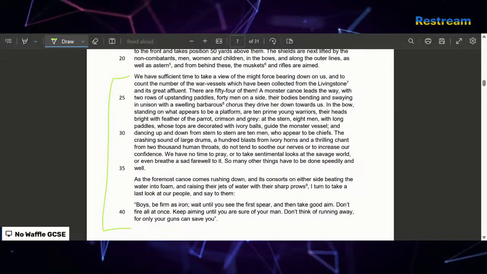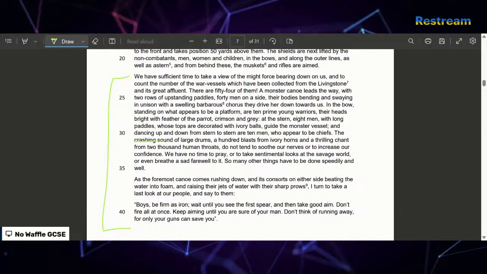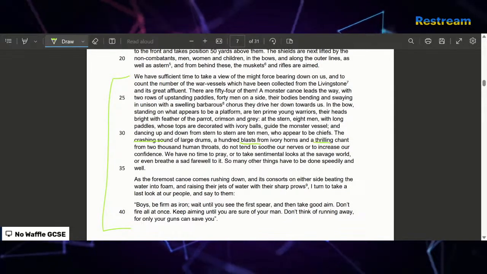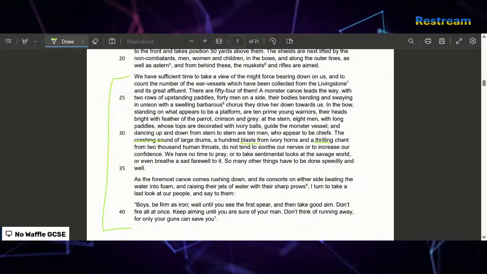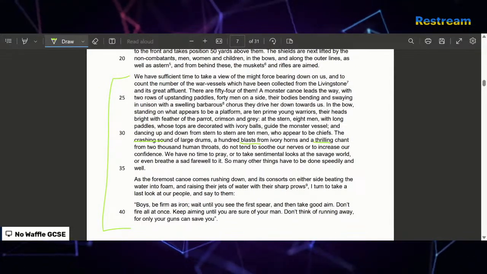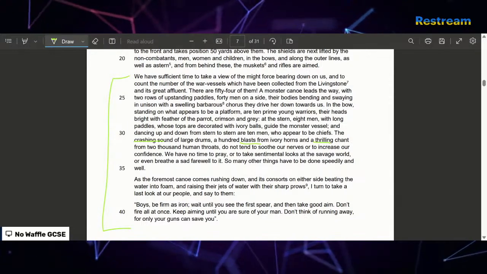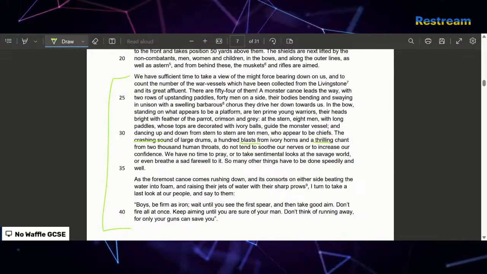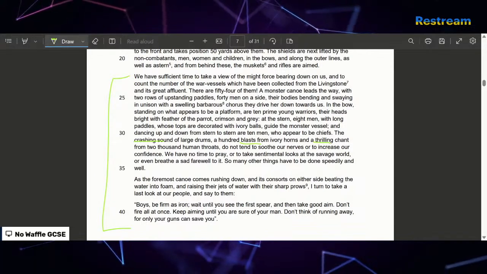The crashing sound of large drums, 100 blasts from ivory horns, and a thrilling chant from 2,000 human throats do not tend to soothe. We have no time to pray, or to take sentimental looks at the savage world, or even breathe a sad farewell to it. So many other things have to be done speedily and well.